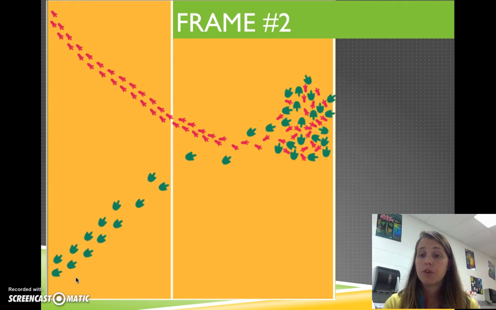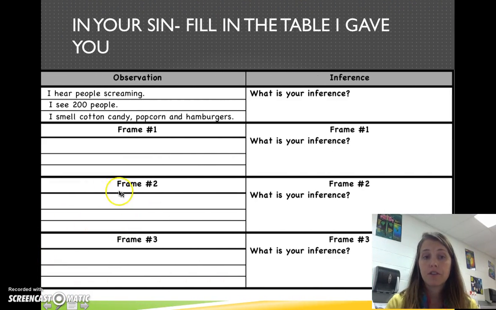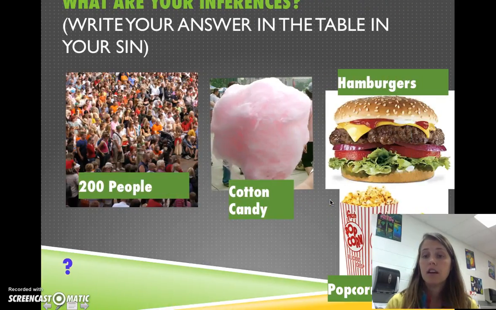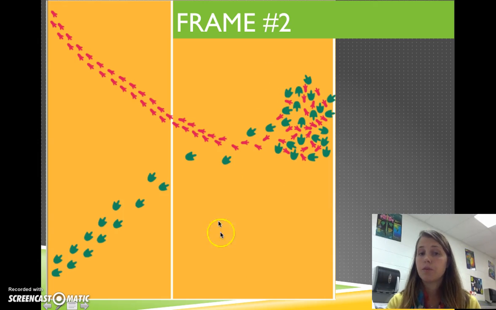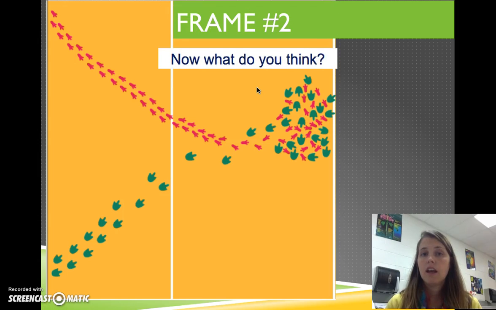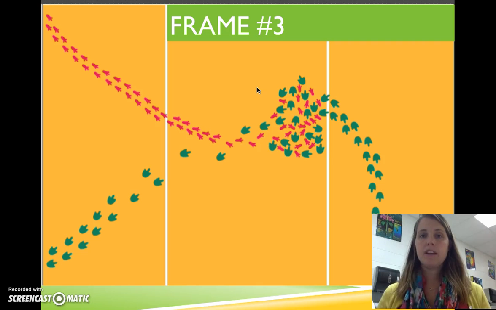Now, on frame 2, you're writing 3 observations and 1 inference in the place right here for frame 2. So you're writing 3 observations and 1 inference now about frame 2. Go ahead and pause it and do that. Now, finally, frame 3. 3 observations and 1 inference.